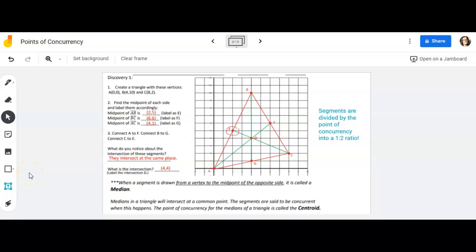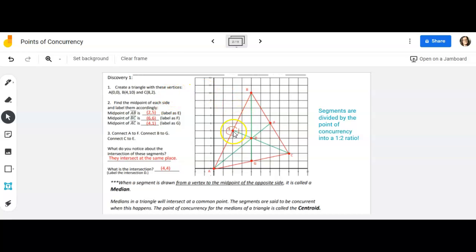I want to wrap up this activity that we started before break. We talked about points of concurrency, and we did Discovery 1, and most people were able to do this with no trouble. We sort of did it in class, and then some people did it ahead of time. But we had to find the midpoints. So E is a midpoint of AB, F is a midpoint of BC, and so forth. The way we found these midpoints was to take the corners and plug them into the midpoint formula.